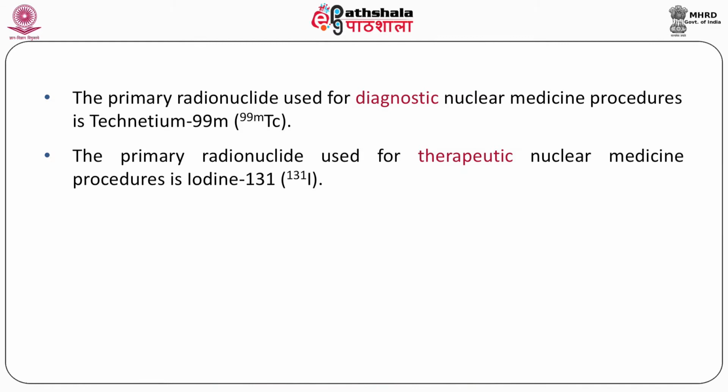As I keep on emphasizing, the important workhorse in conventional nuclear medicine is technetium-99m. How it is produced, we are going to discuss further. And iodine-131 is used for treatment of thyroid disease in early stages. These are two important things. Whenever people talk about diagnostic procedures, the important radioisotope which comes to our mind is technetium-99m. And when we talk about thyroid, iodine-131 is the isotope which comes to our mind.